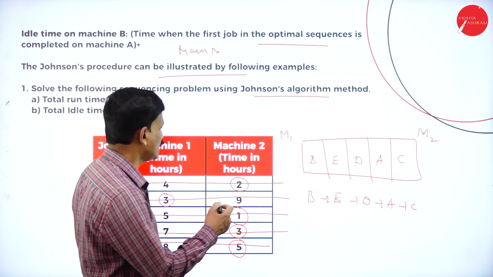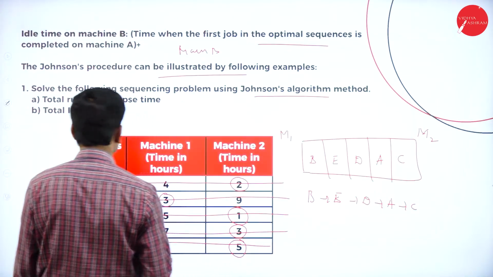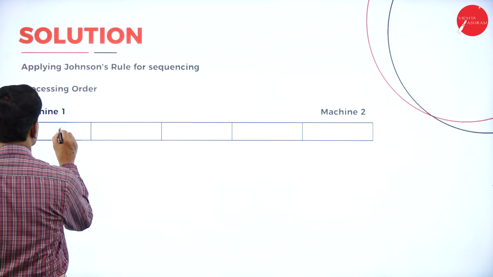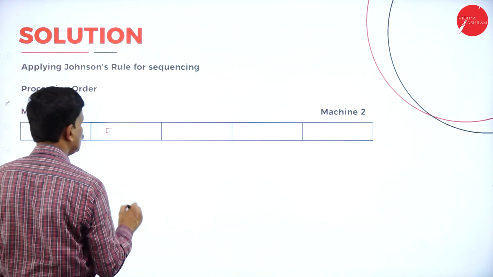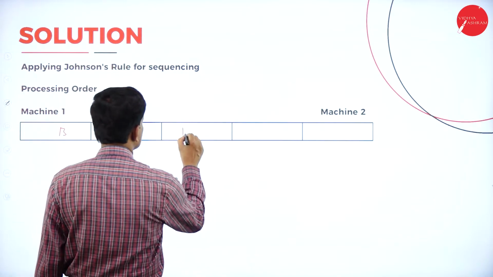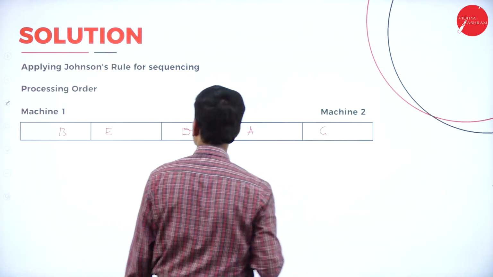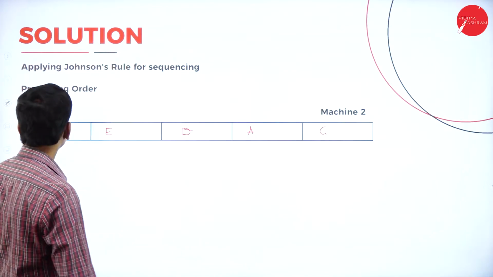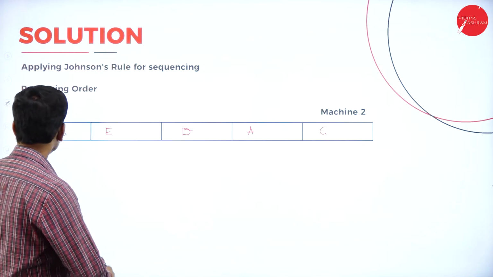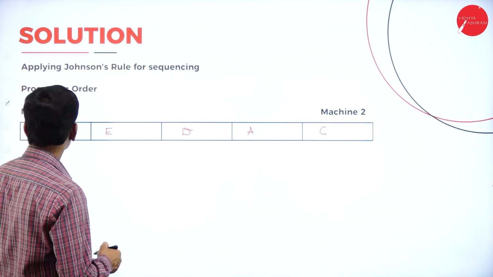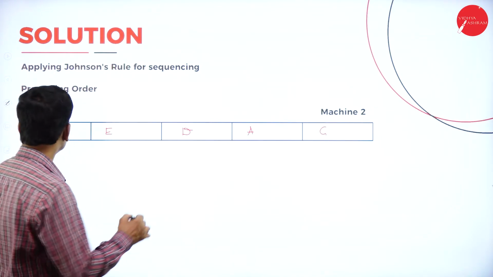That's it. Now, I will write this here. The sequencing order is B, E, D, A and C. That's all. We are applying Johnson's rule for sequencing to find the processing order. So this is the sequencing order.